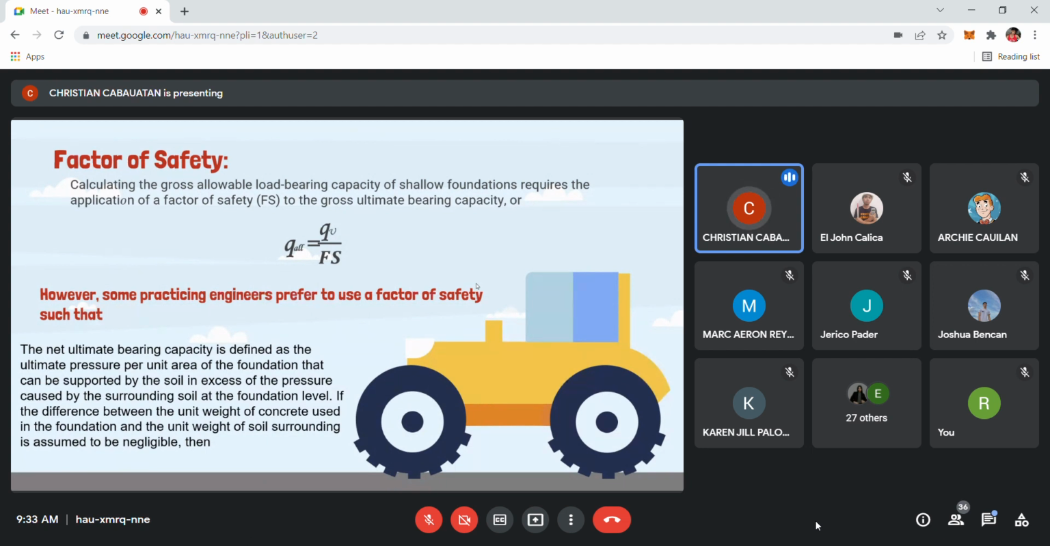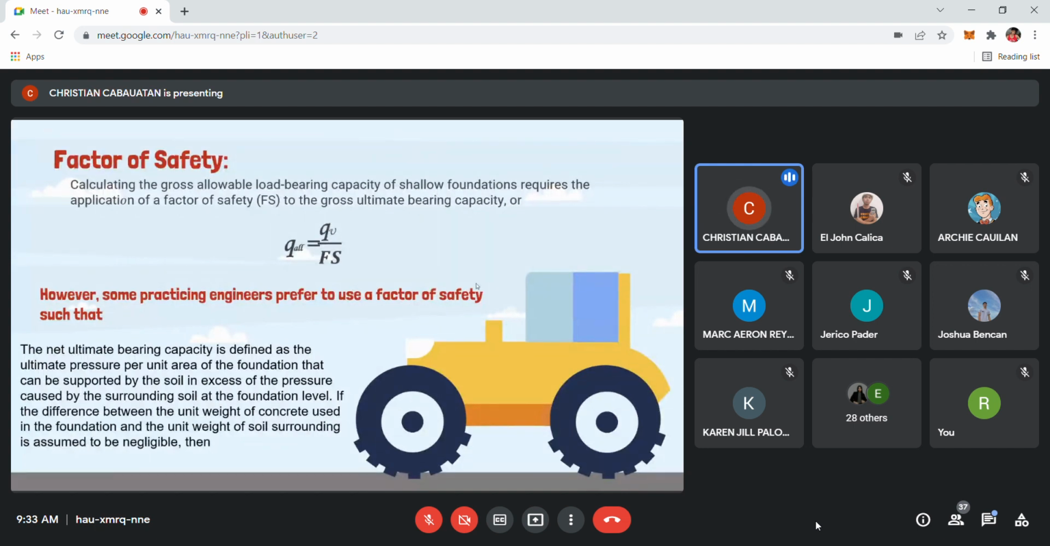However, some engineers prefer to use a factor of safety. Upang sa ganun, the ultimate bearing capacity is defined as the ultimate pressure per unit area of the foundation that can be supported by the soil in excess of the pressure caused by the surrounding soil at the foundation level.